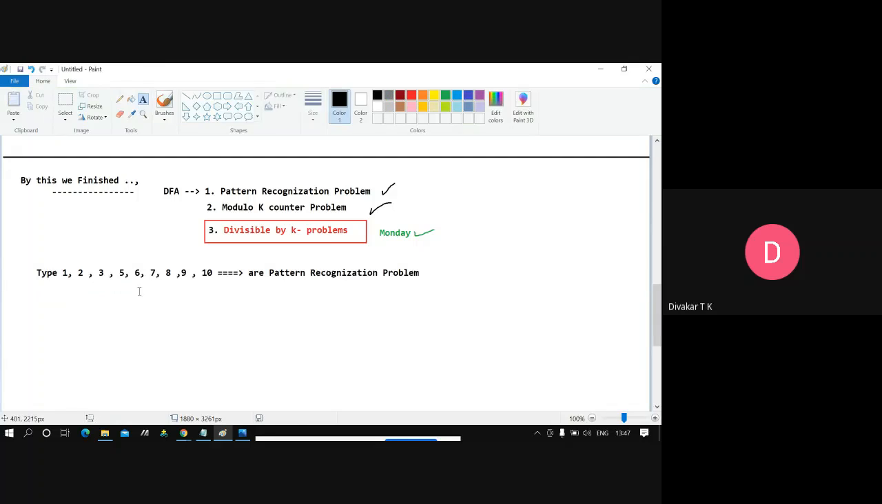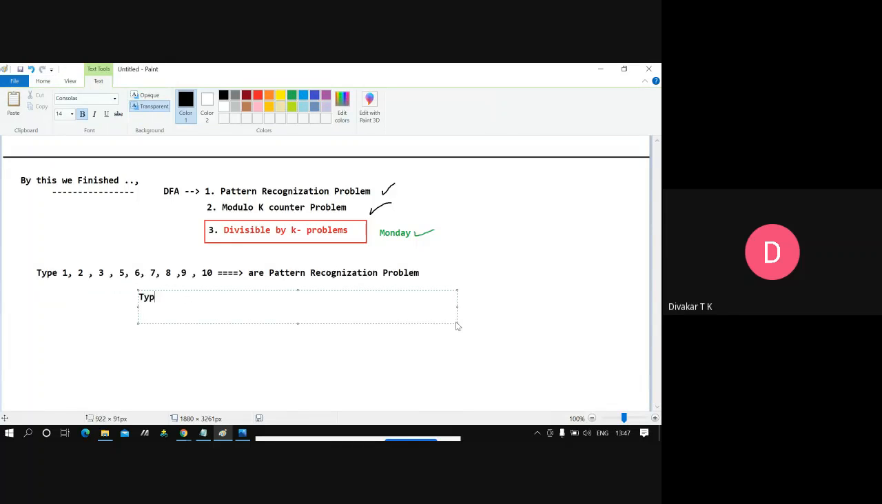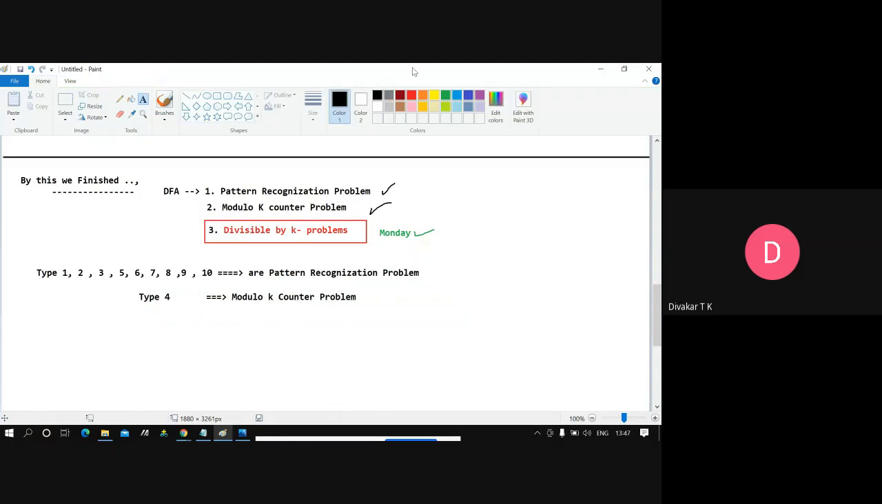Type number 4, you have written this part also in this week only. Type number 4, what is that? Modulo k counter problem, like odd number of b's, even number of a's. That is the modulo k counter problem here. Understood?